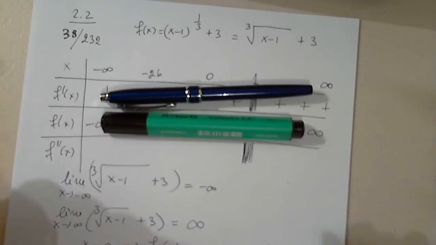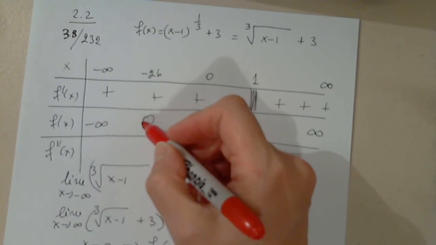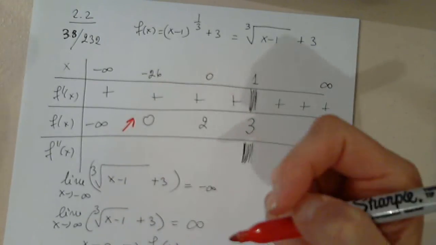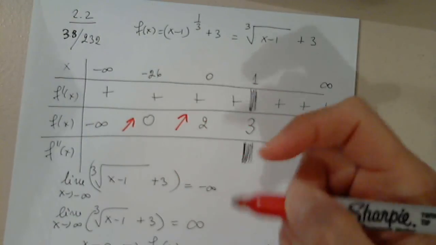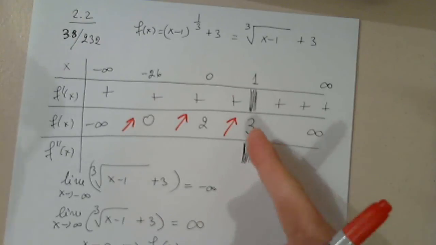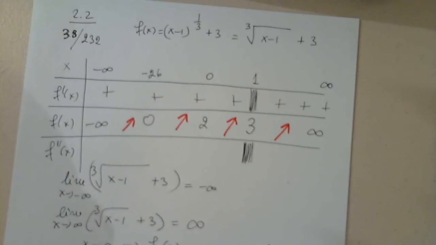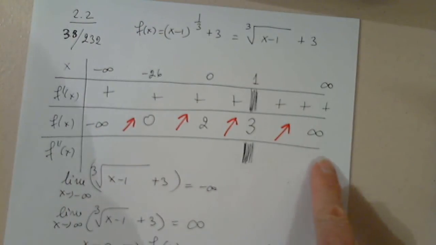These two have to go together. Let's see. From negative infinity to 0, is the function increasing? Yes, and this is supported by the sign of the first derivative. From 0 to 2, yes, it is increasing, and the sign says the same thing. From 2 to 3, it's increasing, yes, and the sign says the same thing. And from 3 to infinity, it's increasing, so the sign says the same thing. And now I know that these two work well together. Now I have to continue with the second derivative.